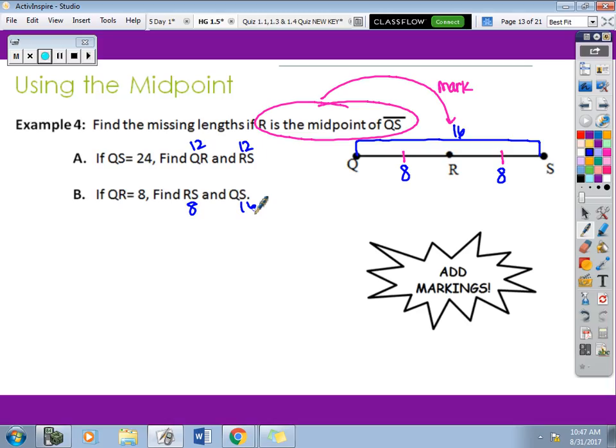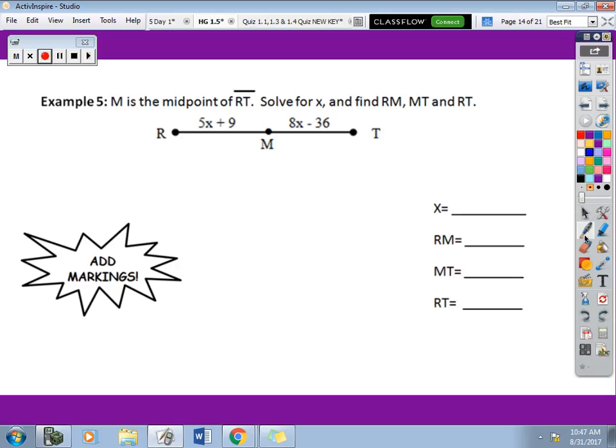All right, now let's throw in the algebra. Again, you have to read the given. M is the midpoint of RT. So what's the first thing I do? Add my markings. RM is congruent to MT, based on that given. That's the definition of a midpoint that allows me to say that. If I were doing a proof, I would actually write segment RM is congruent to segment MT. And my reason in the reasons column or justification would be definition of a midpoint.